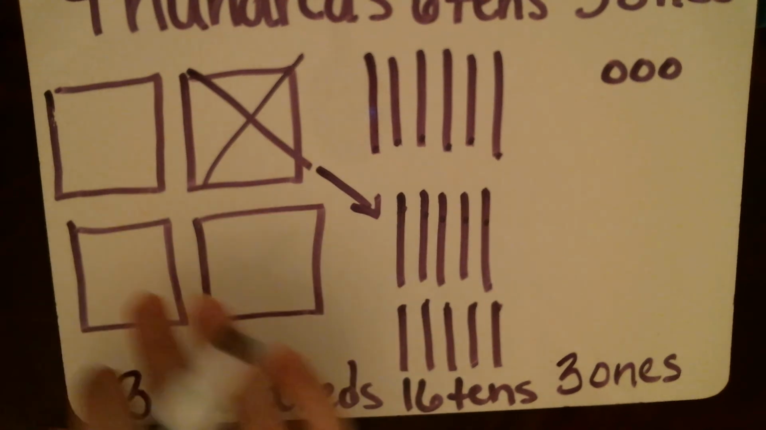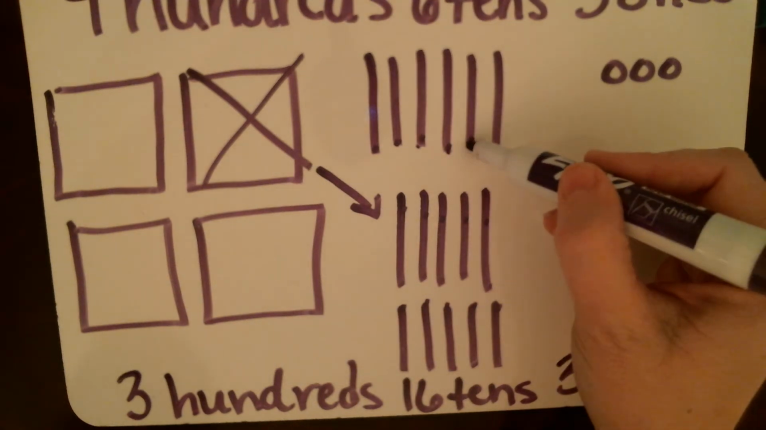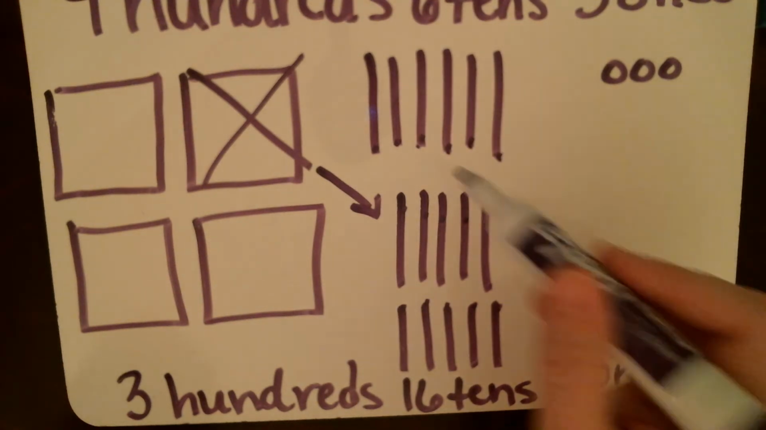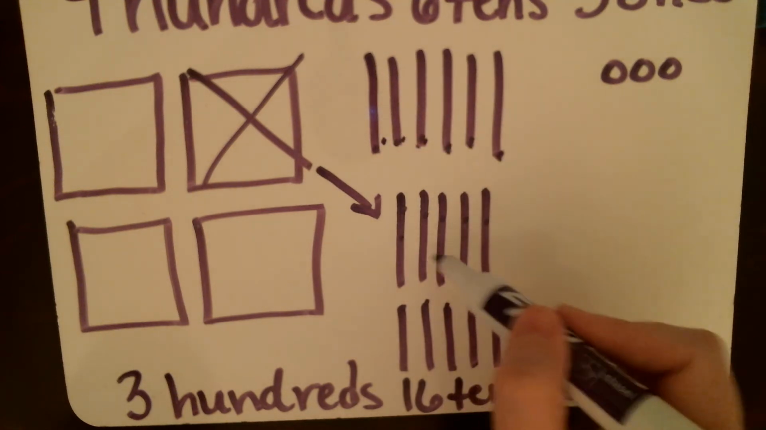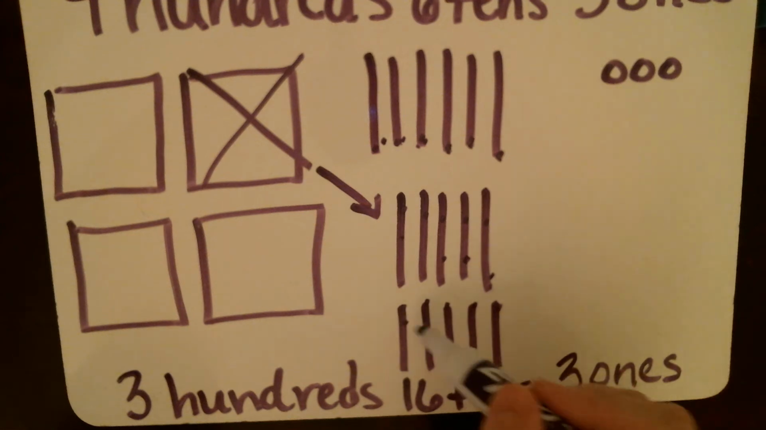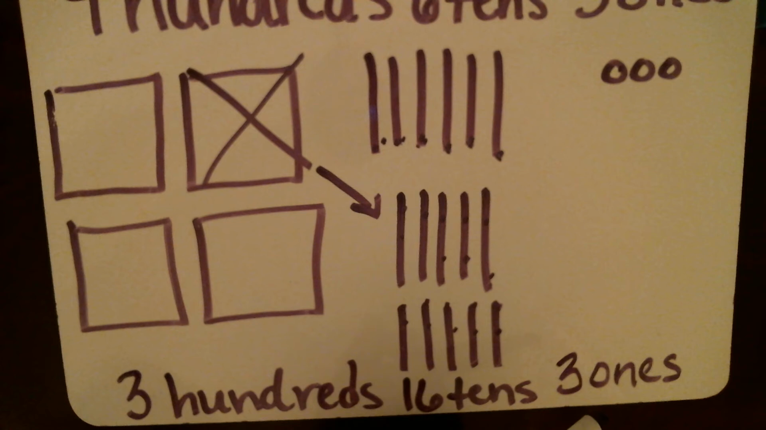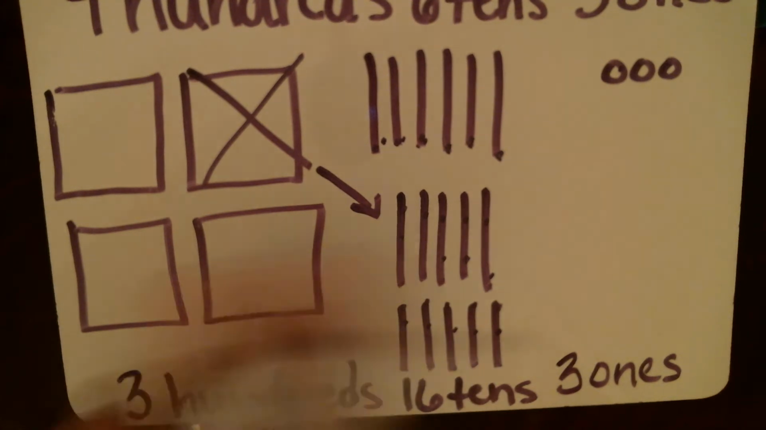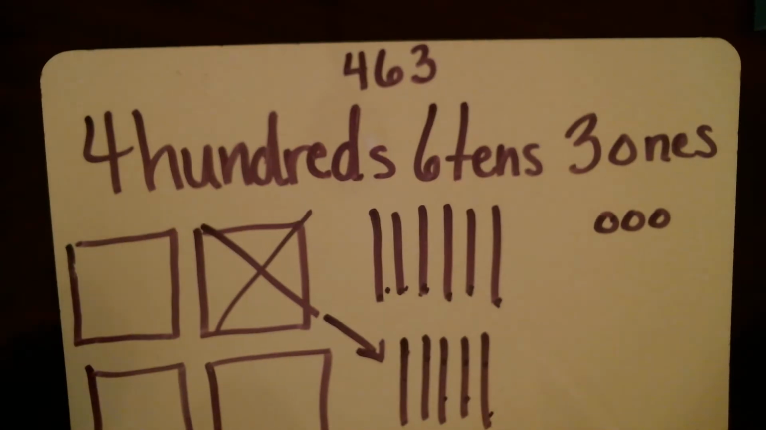Okay, 100, 200, 300, 310, 320, 330, 340, 350, 360, and then 3 ones. See, I still have 463. I'm just writing it a different way. I'm showing it a different way, okay? All right, so that's how you would do it with a picture. You move that 100 back into tens, okay?